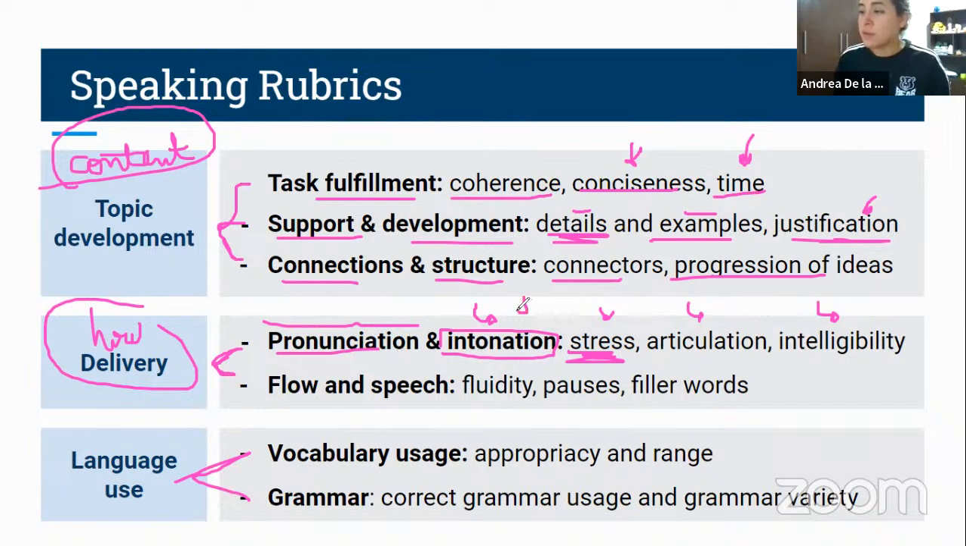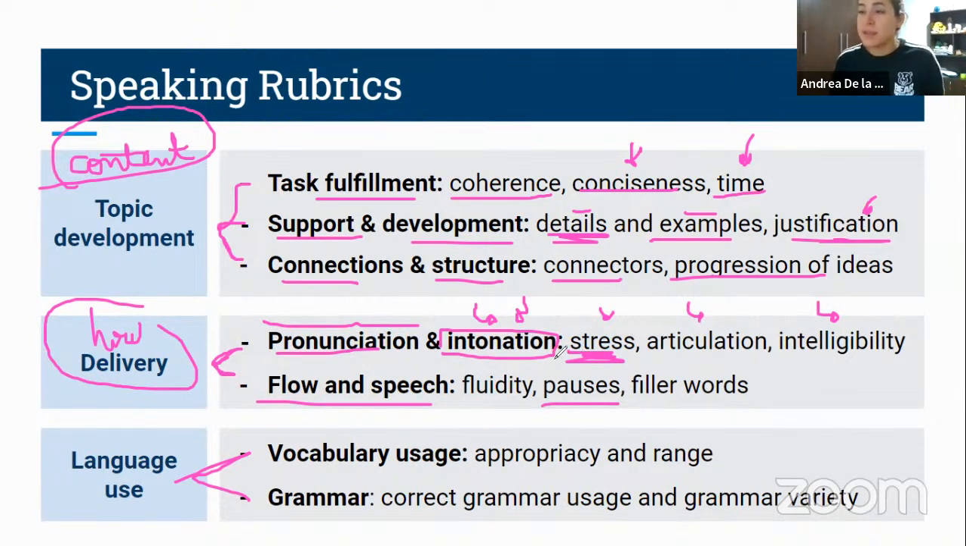You speak like you would speaking to a friend, you know, intonating certain things. And flow and speech is related to the fluency that you have. If you guys make a lot of pauses, then that's a problem. But everybody makes pauses.